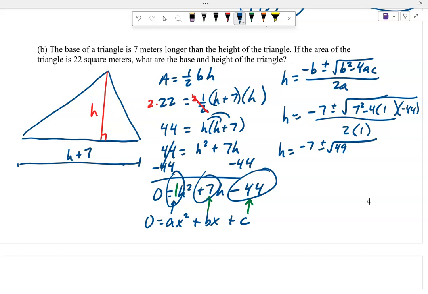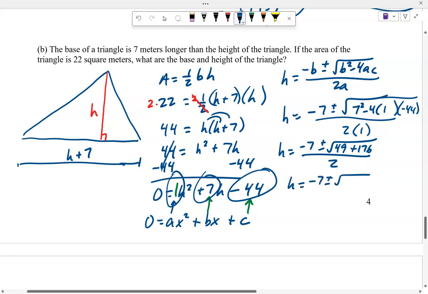Let me punch that in. I got 176. So plus a 176. Again, negative 4 times negative 44. So all over 2. Now I'm going to combine 49 and 176. And I get 225. Now I'm going to go ahead and punch in the square root of 225, and I'll get 15.